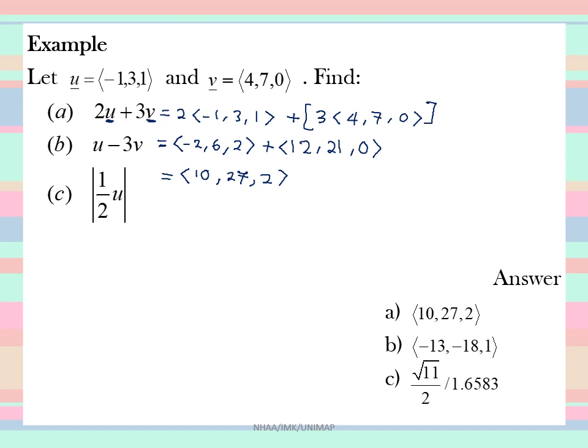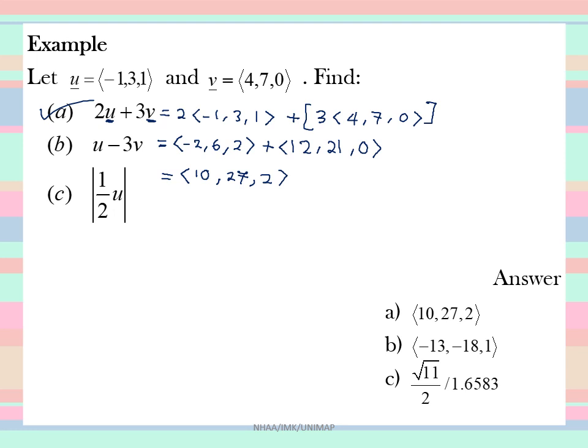When you add or subtract vectors, you should get a vector. If you get a scalar, that is a sign there must be a mistake somewhere. Okay, so we're done with A.